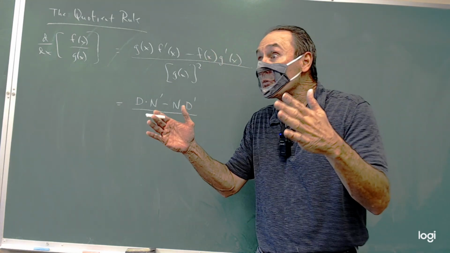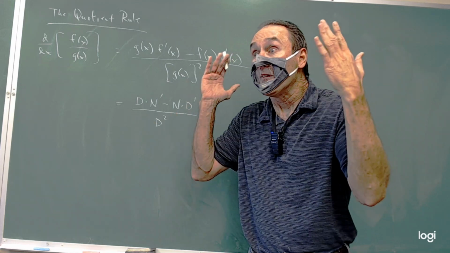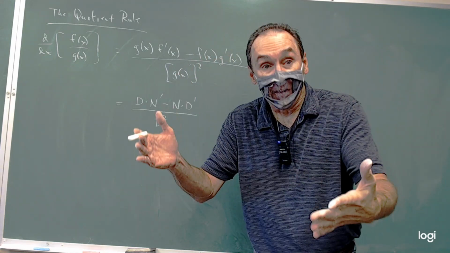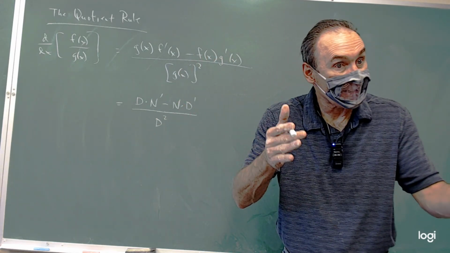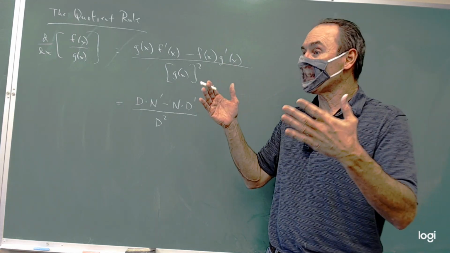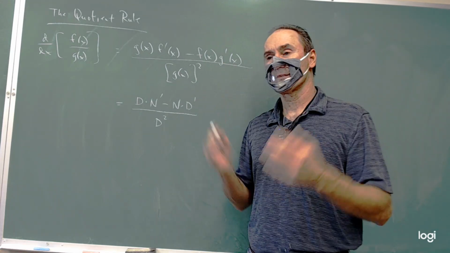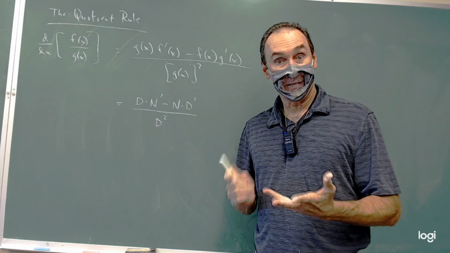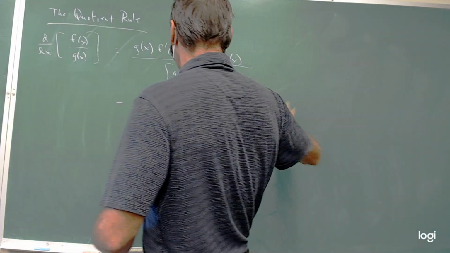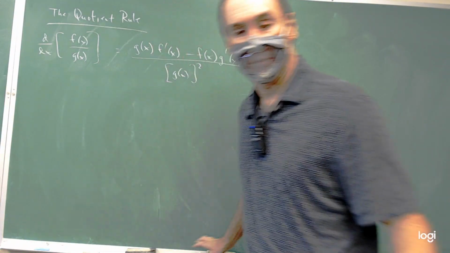The product rule is first times the derivative of the second plus the second times the derivative of the first. Oh, so complicated. Make sense? Sort of. All right.